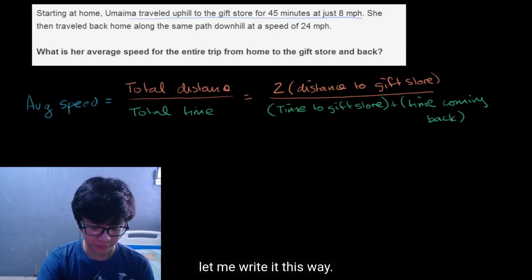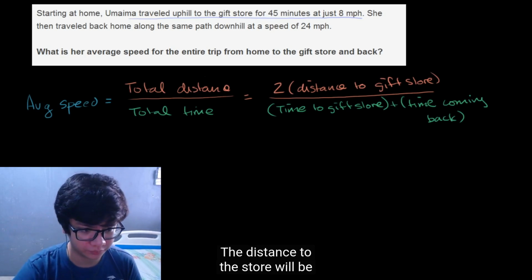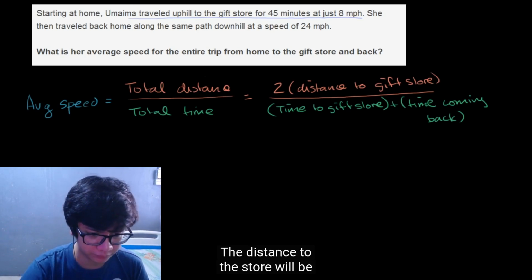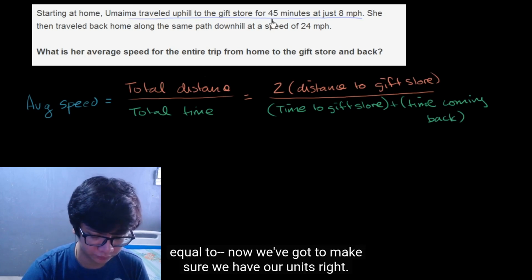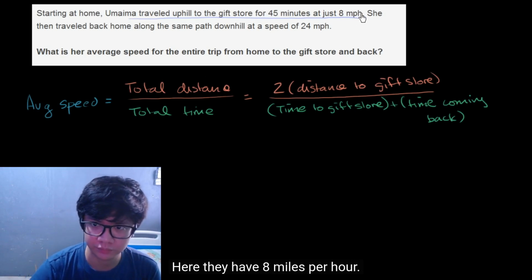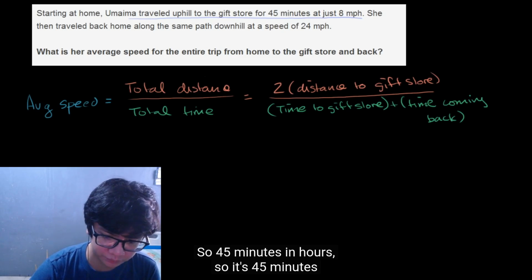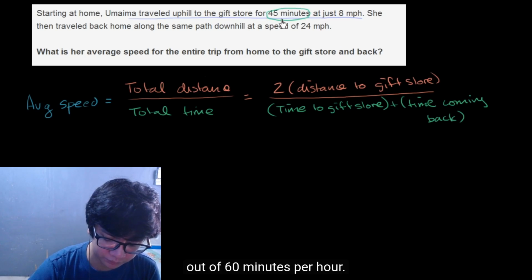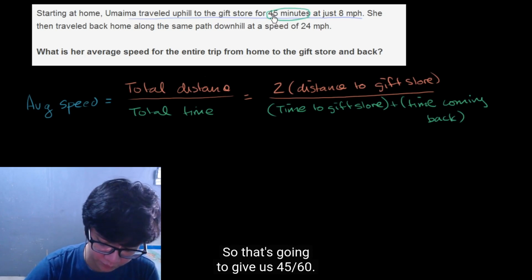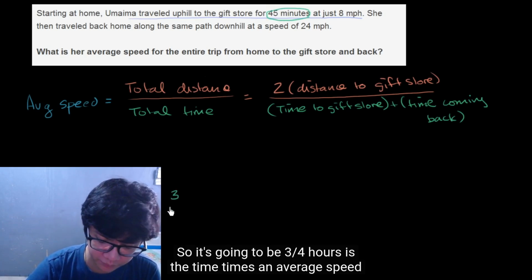Let me write it this way. Distance to the store will be equal to, and we've got to make sure we have our units right. Here they gave it in minutes. Here they have 8 miles per hour. So let's convert this into hours. 45 minutes out of 60 minutes per hour gives us 45 sixtieths, divide both by 15. That's the same thing as 3/4. So it's going to be 3/4 hours.